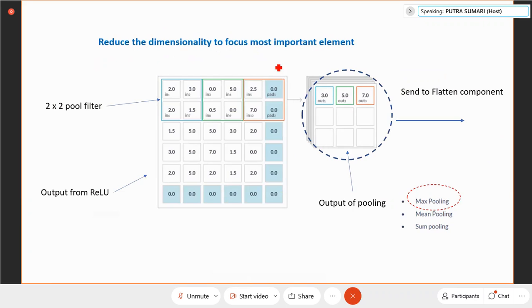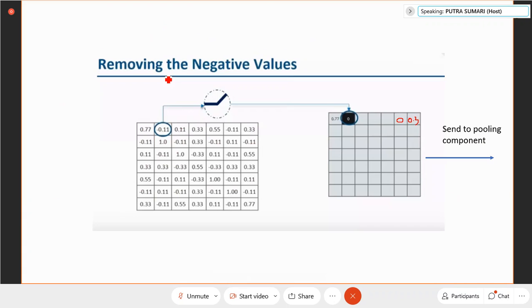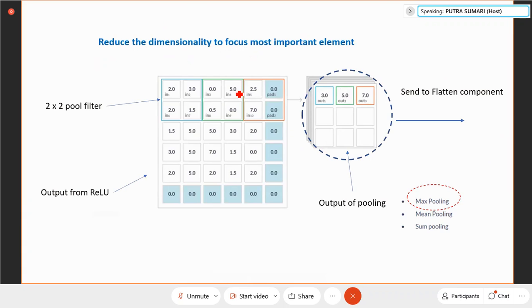Okay, finish. Pooling layer. Pooling reduces the dimensionality and focuses on the most important elements. Okay, in this case, you got this is the output. The output here, this is the output. So the output will go to the pooling layer. And again, you got another filter. So this is the value. A filter 2 by 2. 2 rows and 2 columns, 2 by 2.